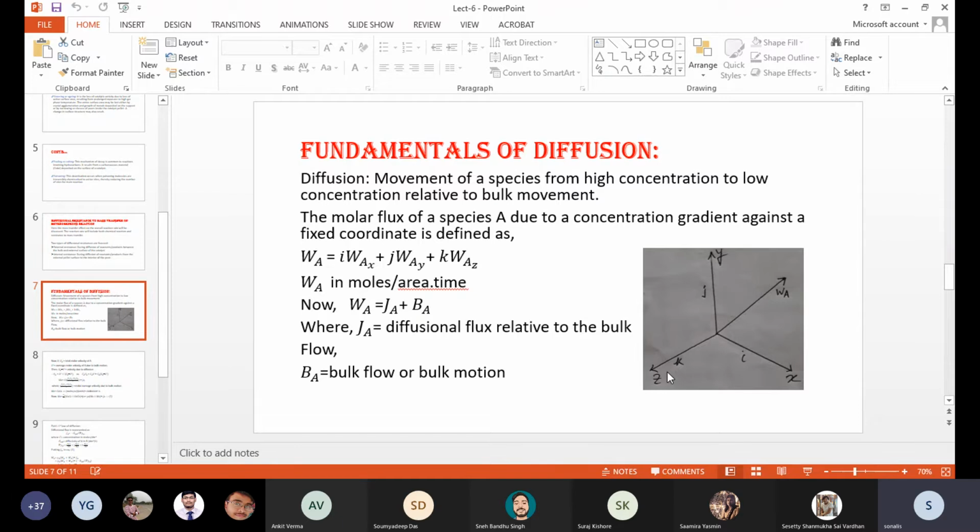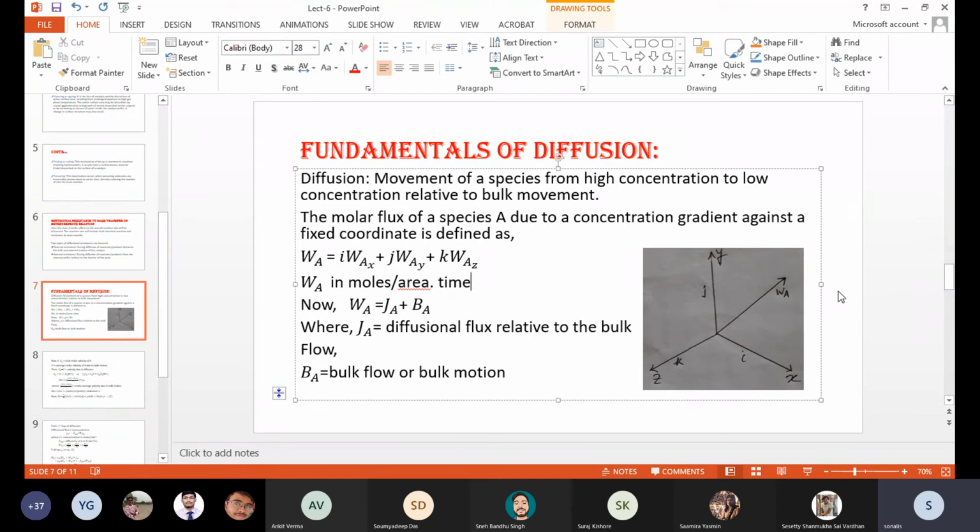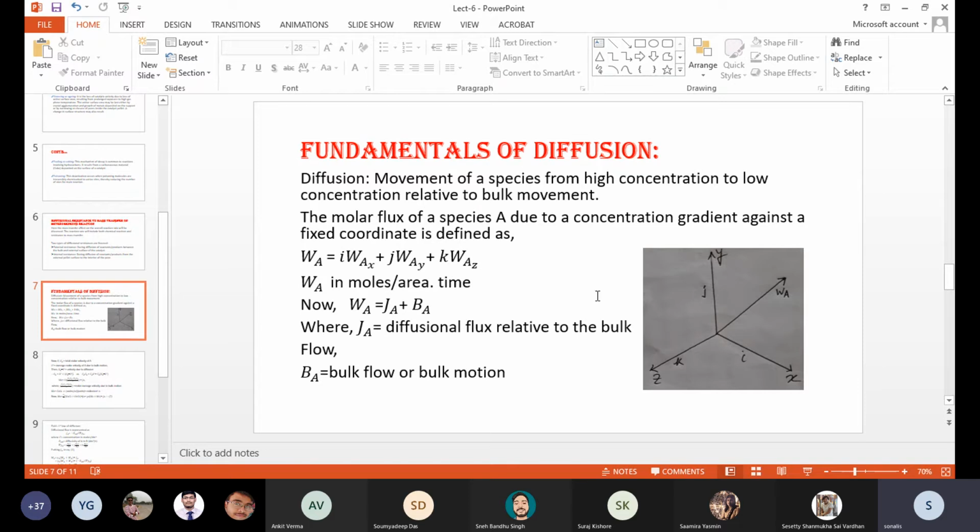We'll today discuss some fundamentals of diffusion which you might have known. What is diffusion? Movement of species from high concentration to low concentration relative to bulk movement. Say in the gaseous phase, always the molecules are moving, which is called the Brownian motion, you know. But except this Brownian motion, what is the net movement or net travel path of the molecule from high concentration to low concentration? That is due to the diffusion because of this concentration gradient.